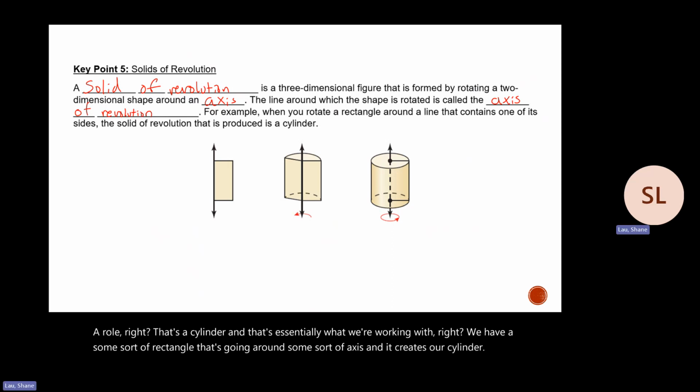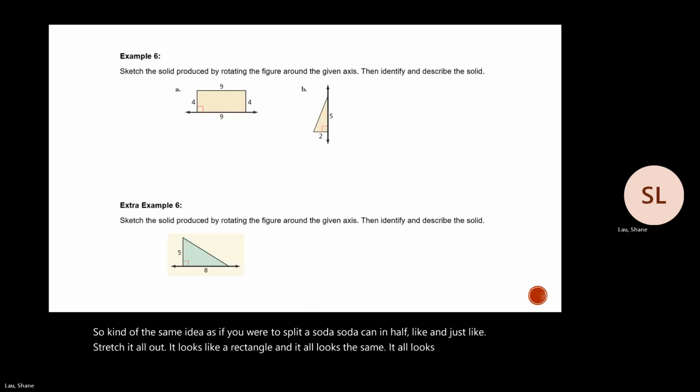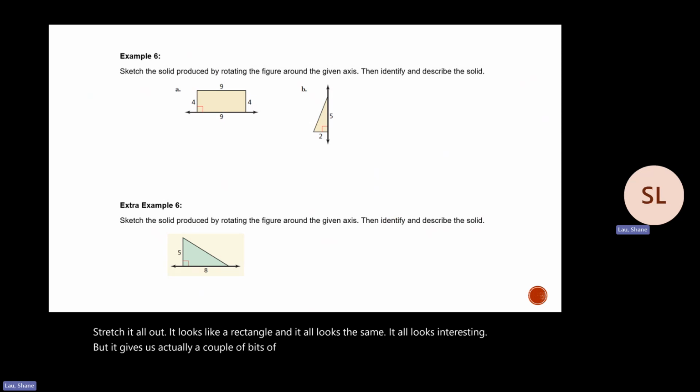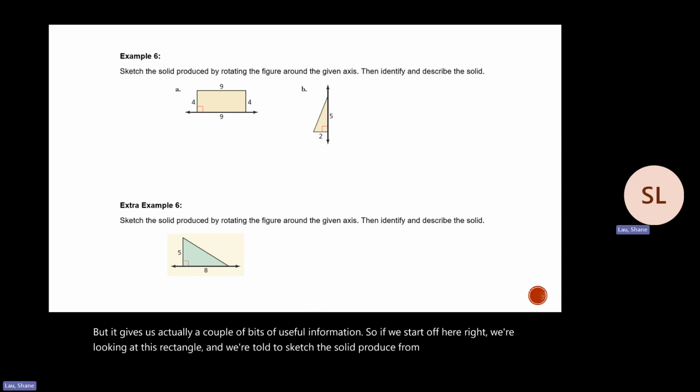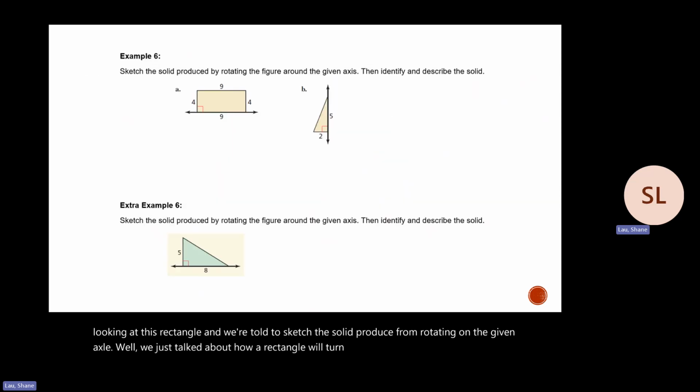Okay, so kind of the same idea as if you were to split a soda can in half and stretch it all out, it looks like a rectangle. But it gives us a couple of bits of useful information. So if we start off here, we're looking at this rectangle and we're told to sketch the solid produced from rotating on the given axis. Well, we just talked about how a rectangle would turn into a cylinder, so just draw a cylinder.